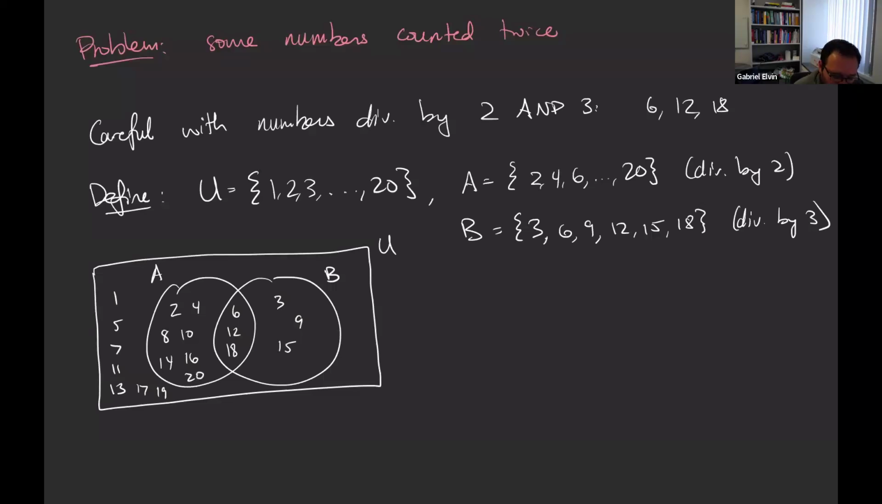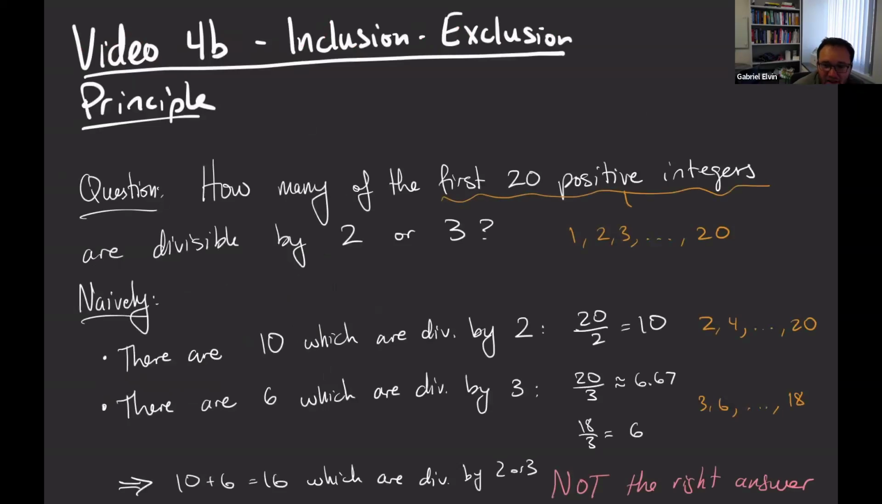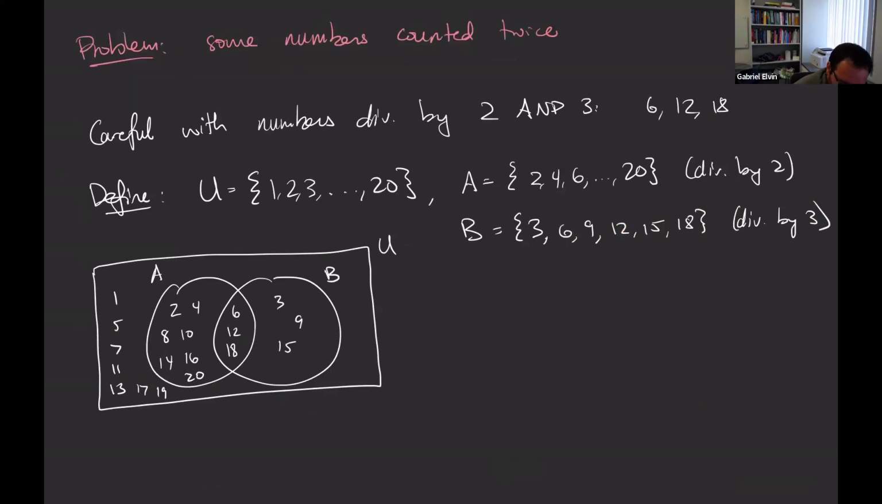And so in this naive, incorrect way of doing it, where we got 16, what we did was we counted all of the things in here. There are 10 of them. And then we counted all of the things in here. There are 6 of them. And then we added them together. And then we overcounted because we counted 6, 12, and 18 twice.